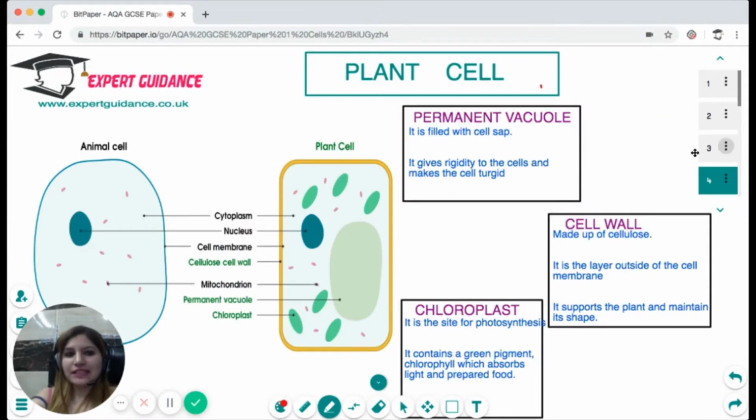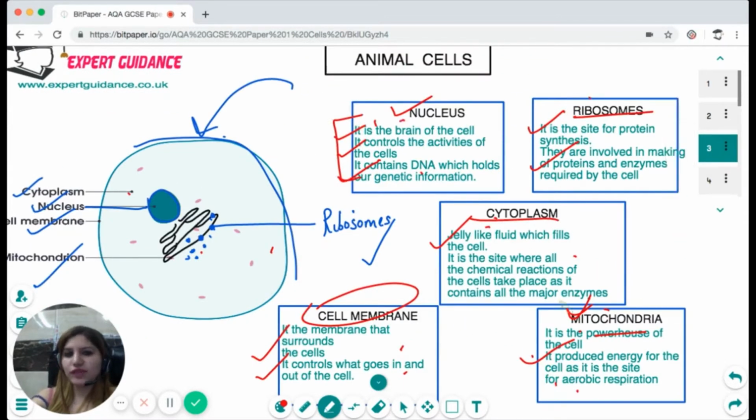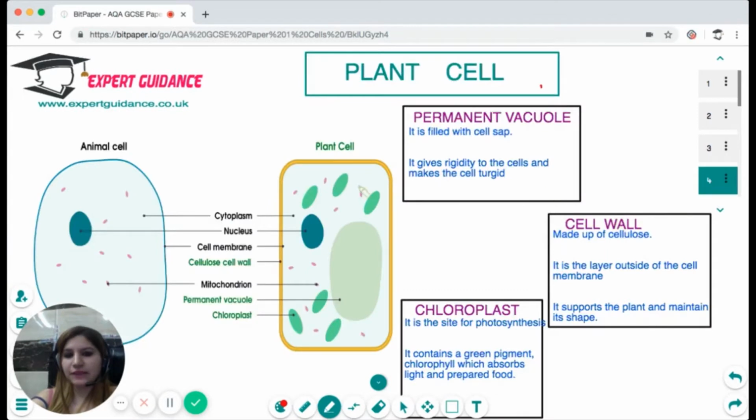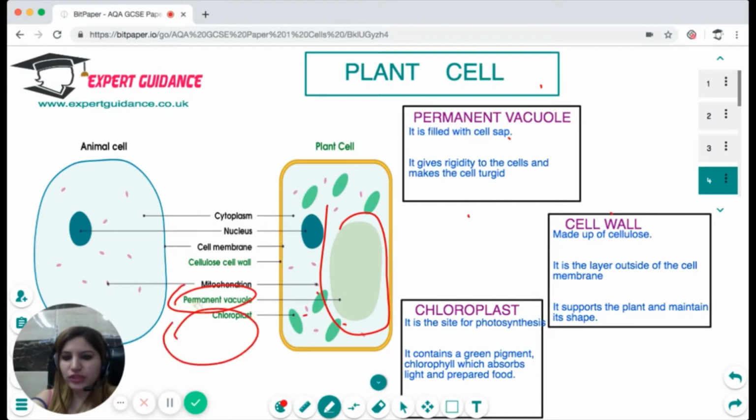Next is the plant cell. Now the plant cell has all these organelles which we have just discussed in the previous slide, except it has three extra organelles which are only found in a plant cell. This is a big, large permanent vacuole. These green structures are called the chloroplasts, and outside the cell membrane there's an extra layer called the cell wall.